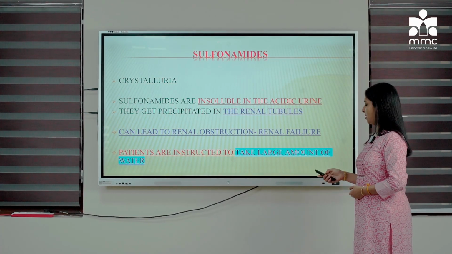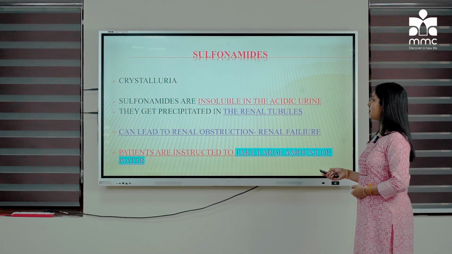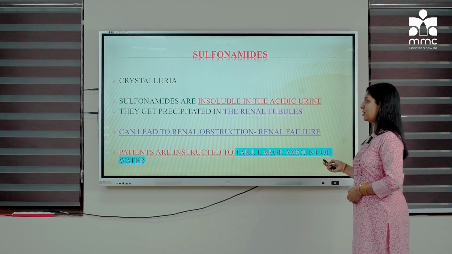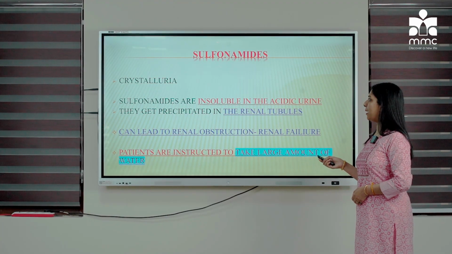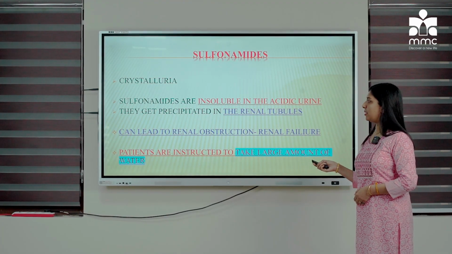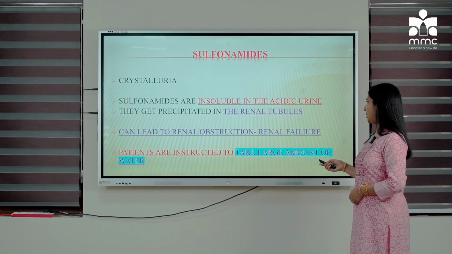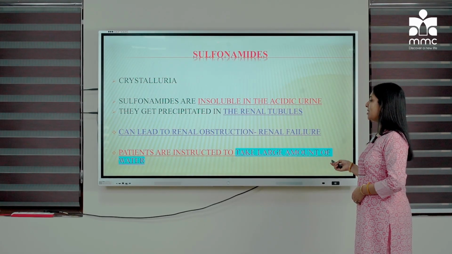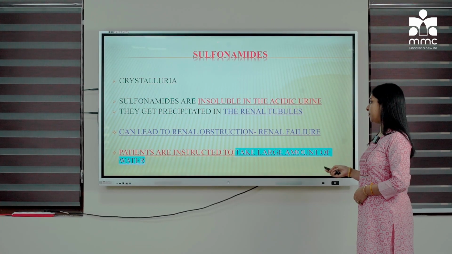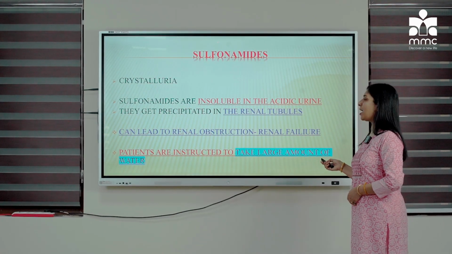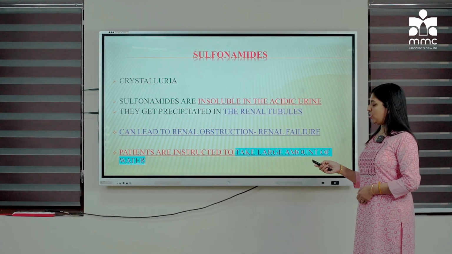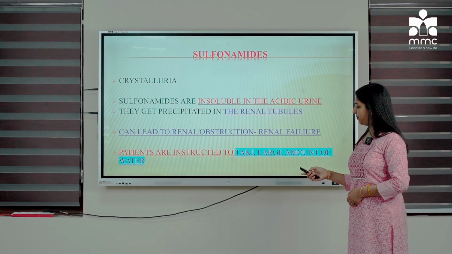Then it causes crystalluria. So sulfonamides are insoluble in acidic urine. They get precipitated in the renal tubules, can lead to renal obstruction and finally renal failure. Patients are instructed to take large amounts of water during the treatment.